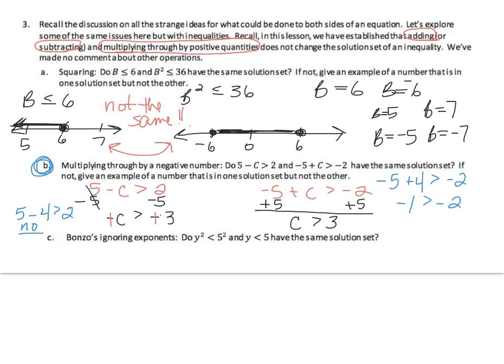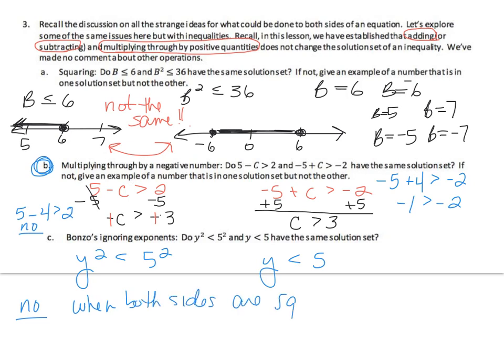All right, Bonzo, of course Bonzo, is ignoring exponents. Do y squared less than 5 squared and y less than 5 have the same solution set? I believe we just proved that with part A, that no, when both sides are squared, we introduce another solution, just like with the equalities of the last lesson.